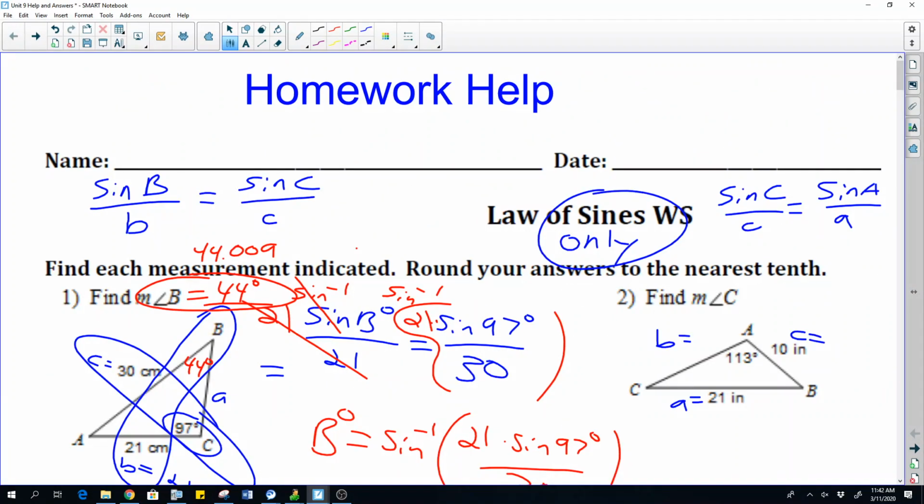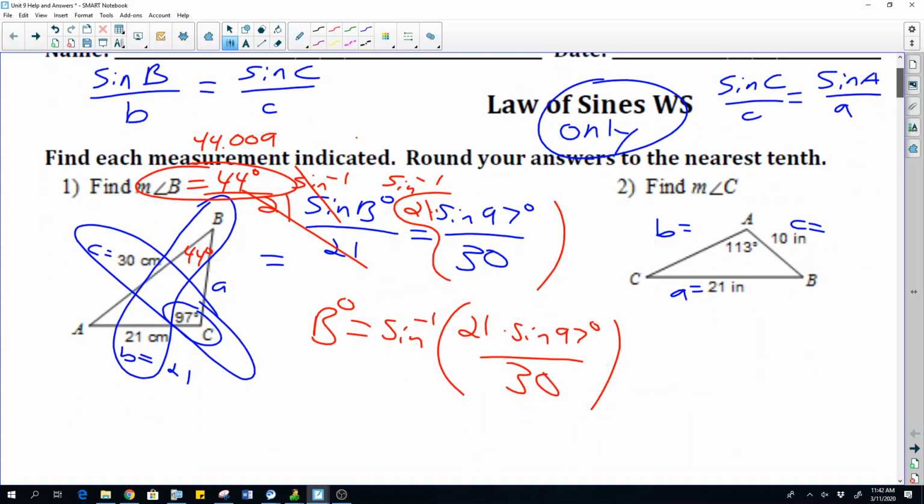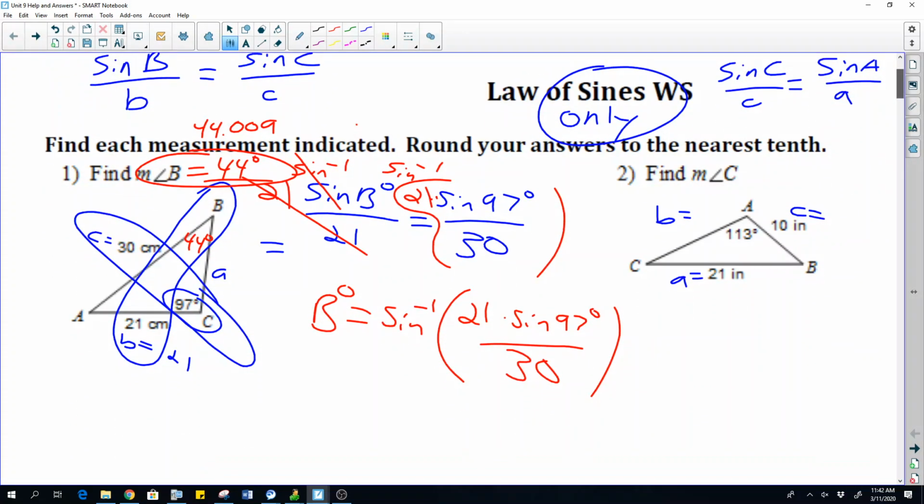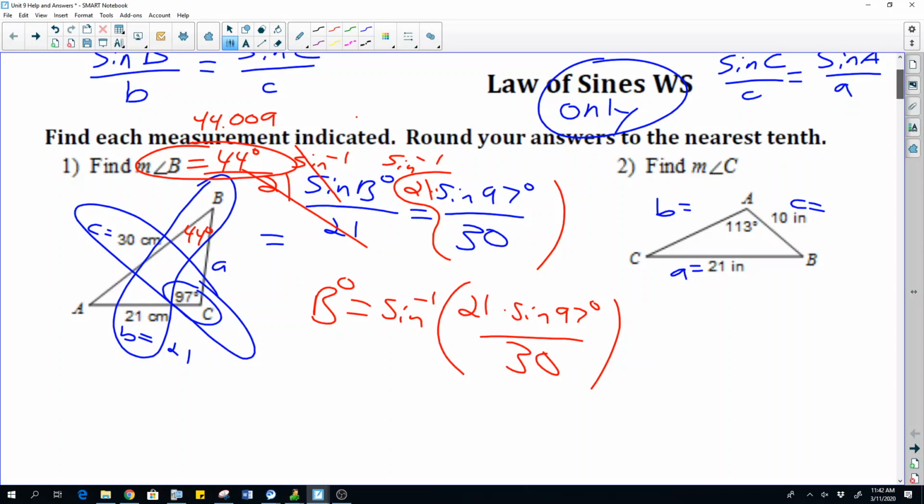Okay, so we did number 1 together, and we got 44 degrees. Sine of B over 21 equals sine of 97 over 30. Then we multiplied 21 over to the other side, and then we inverse sine both sides. When you inverse sine both sides, that gets rid of sine on this side. Then we have the inverse sine of 21 times sine 97 over 30. So be careful in your calculator.